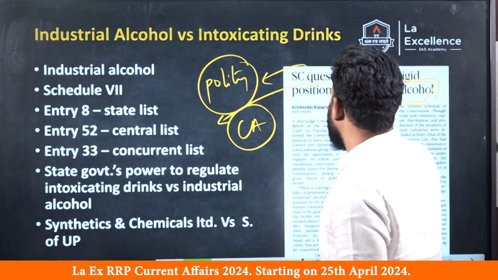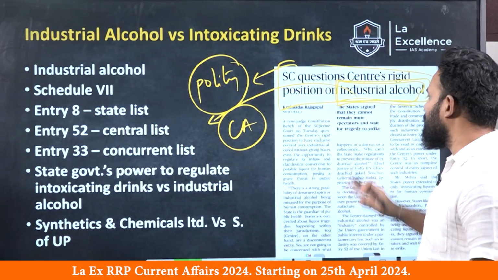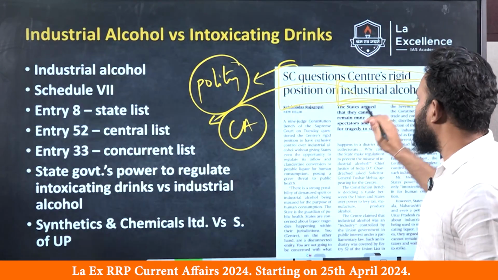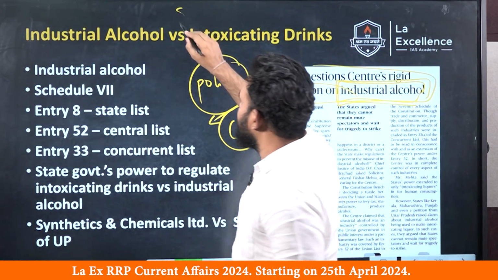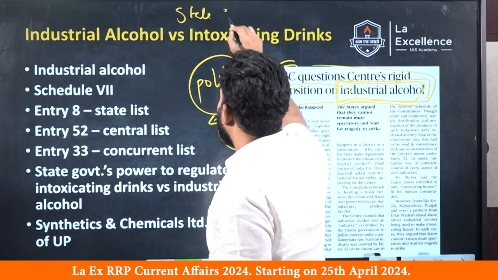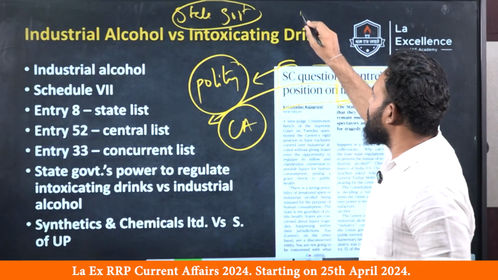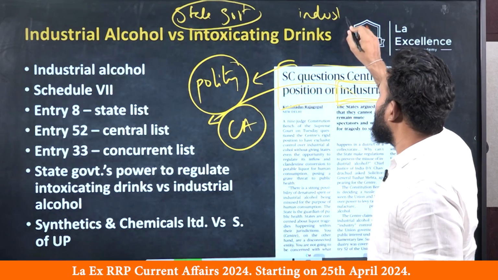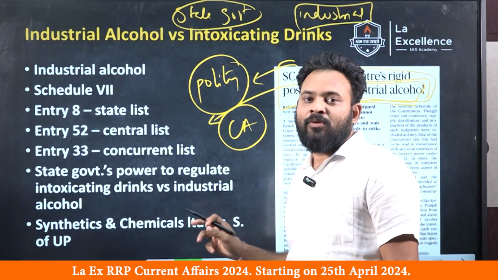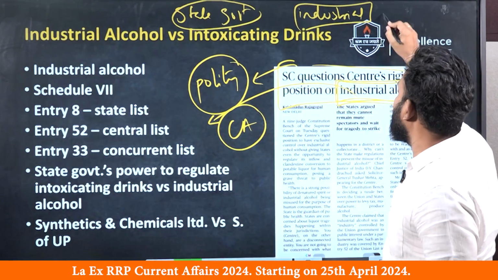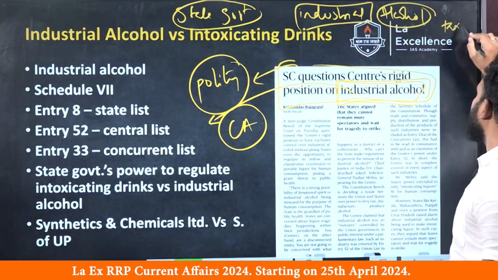For example, this issue is going on in the news for around 1 week or 5 days. So what is the issue? The issue is about whether the state government has the power, state governments ki power unda to regulate industrial alcohol is the issue. So this is the question in front of Supreme Court. State governments ki industrial alcohol ane dani meeda regulation power unda, taxation power unda anedi issue.